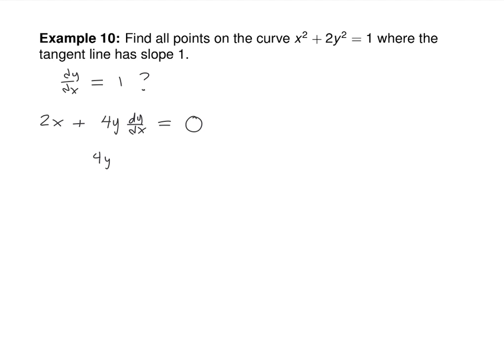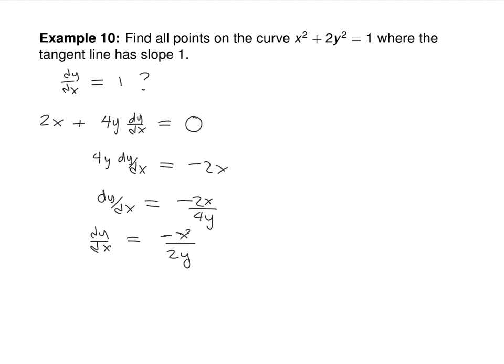So 4y dy dx will equal negative 2x, and dy dx will equal negative 2x over 4y, or negative x over 2y, right? Okay, then what do we set that equal to? 1.